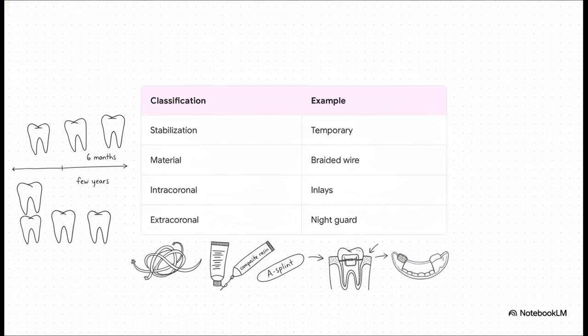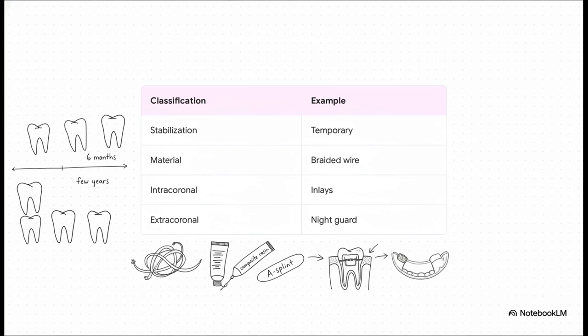Next, we look at the material type, like a bonded composite resin button, braided wire, or A-splints. Your choice here totally dictates the rigidity. Finally, we classify by location. Are you working intracoronally, utilizing slots inside the tooth with composite and wire? Or are you going extracoronal, using tooth-bonded plastics or night guards for external stabilization?